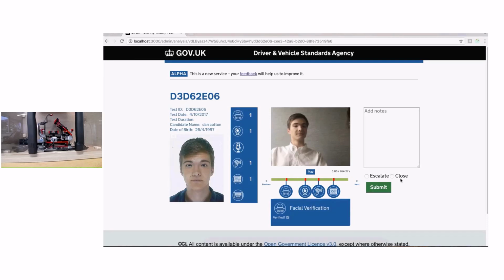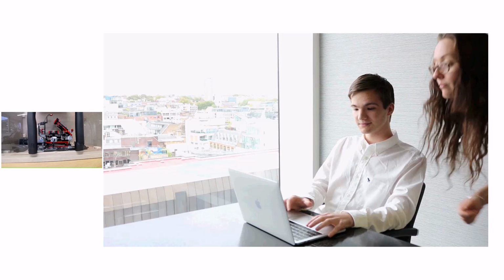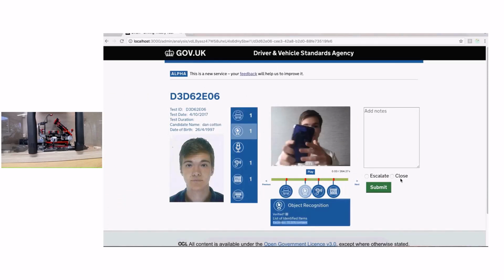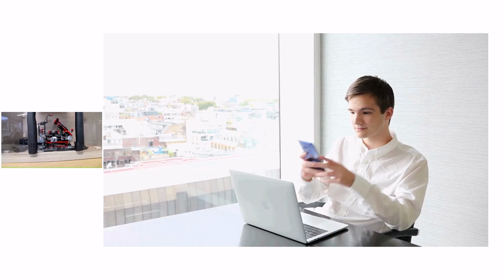It appears Dan has had one instance where facial recognition has flagged fraudulent activity. Here we can see that Dan has had support from another individual in the room. On reviewing the object detection instance, it appears Dan has used an electronic device to support him during the test.